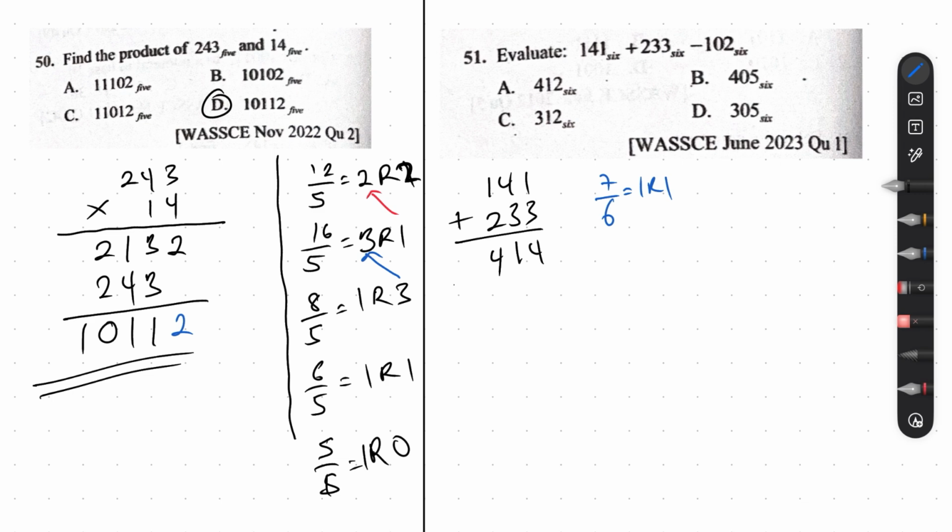Alright. So this is our addition. Now let's go to the subtraction. We have 414 minus 102, also in base 6.